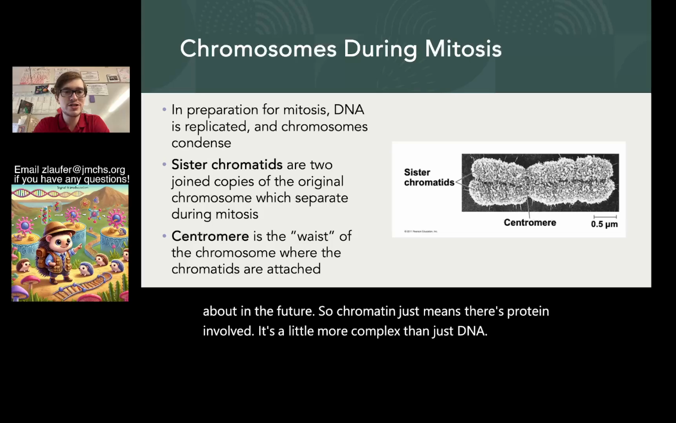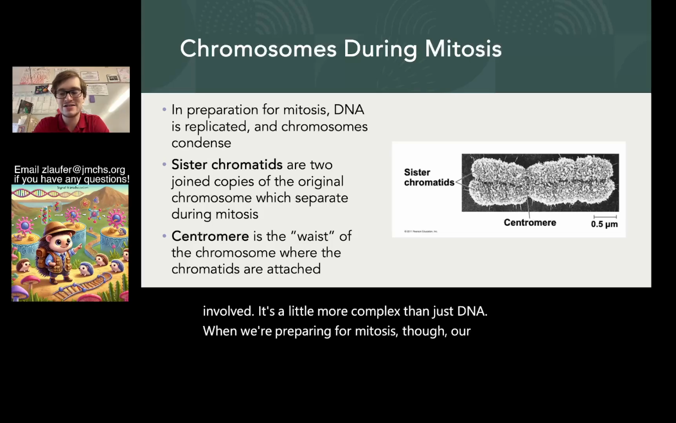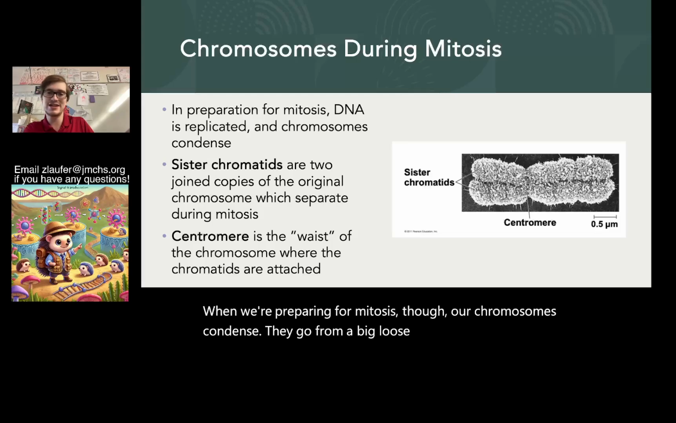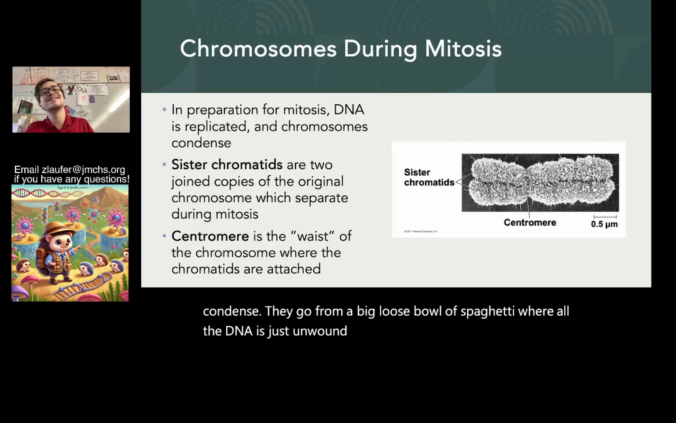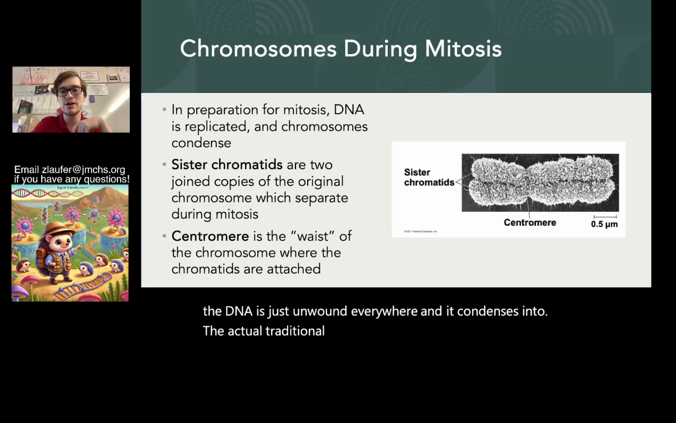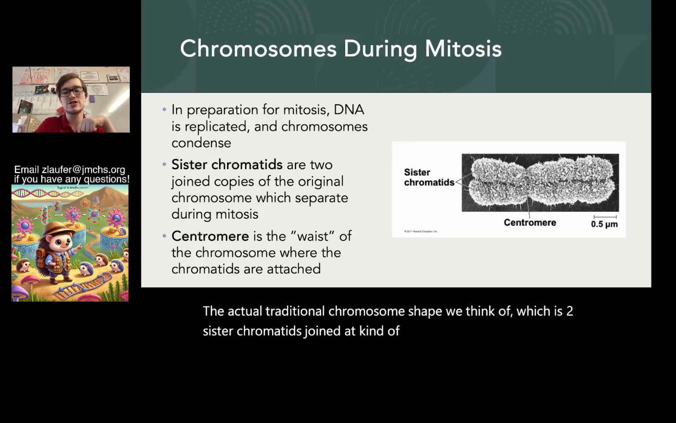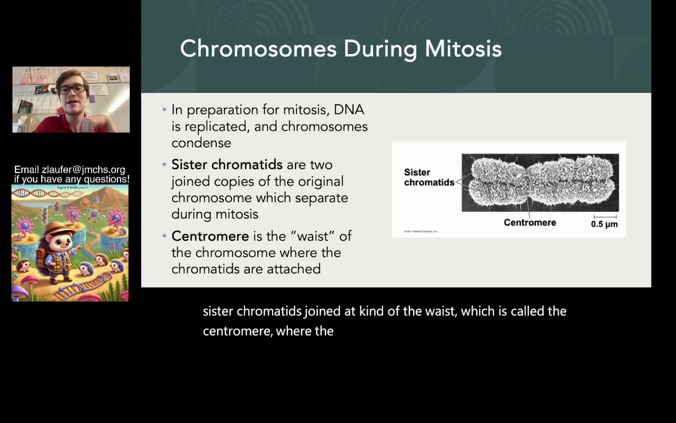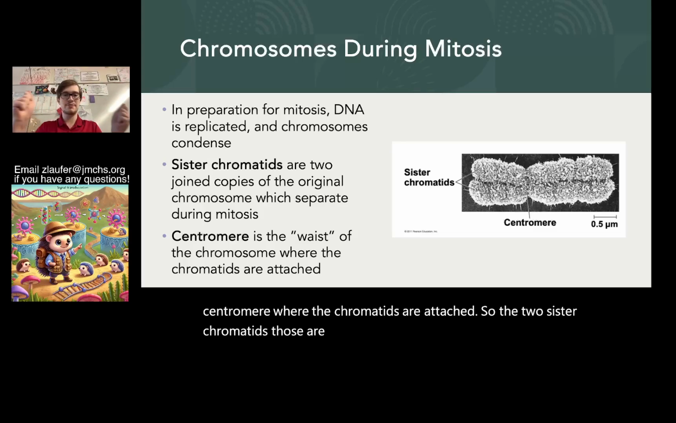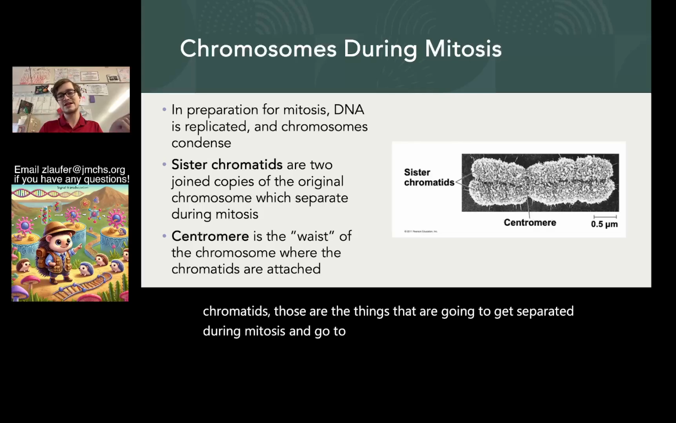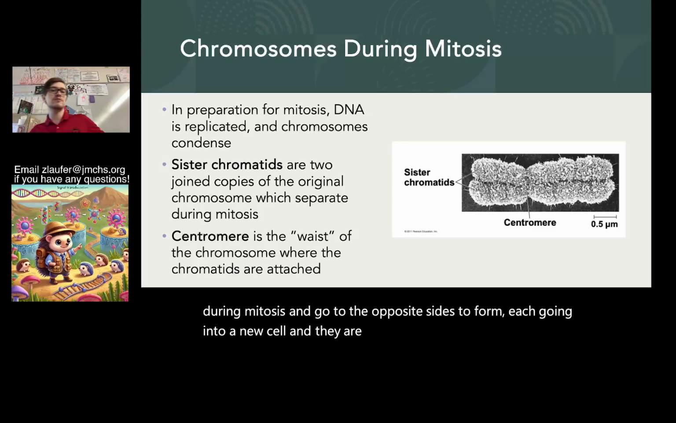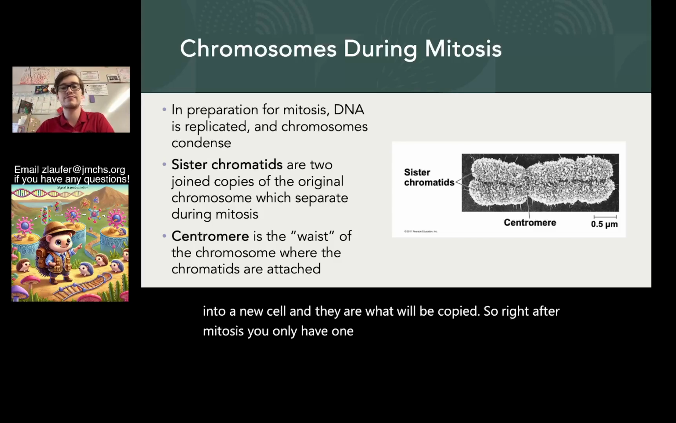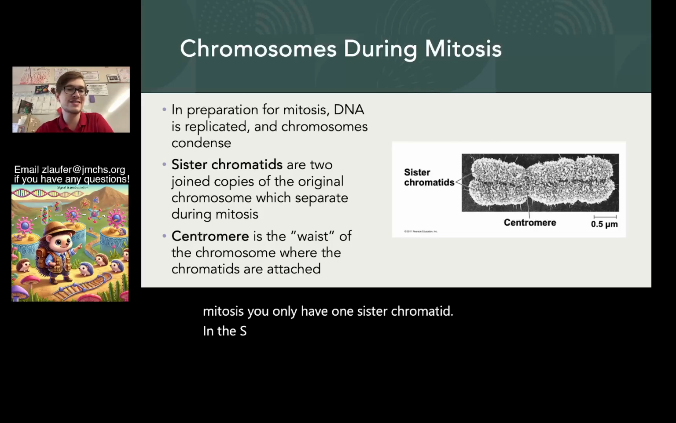When we're preparing for mitosis, though, our chromosomes condense. They go from like a big loose bowl of spaghetti where all the DNA is just unwound everywhere, and it condenses into the actual traditional chromosome shape we think of, which is two sister chromatids joined at the waist, which is called the centromere, where the chromatids are attached. So the two sister chromatids are the things that are going to get separated during mitosis and go to the opposite sides, each going into a new cell, and they are what will be copied. So right after mitosis, you only have one sister chromatid. In the S phase, you copy to get the second.